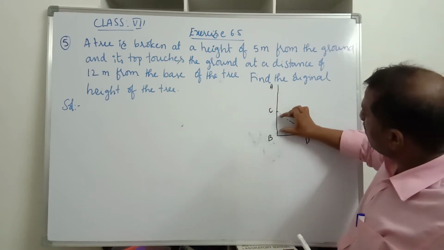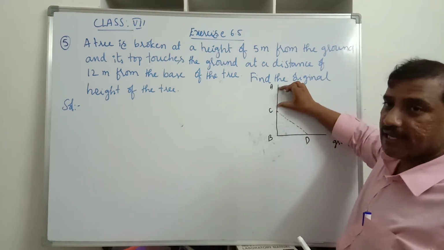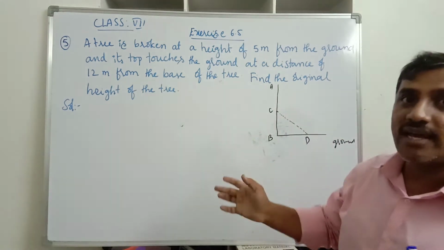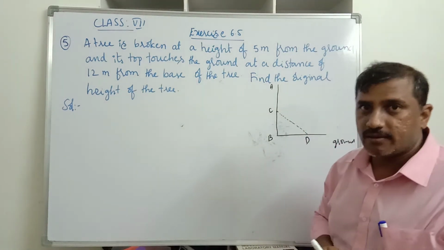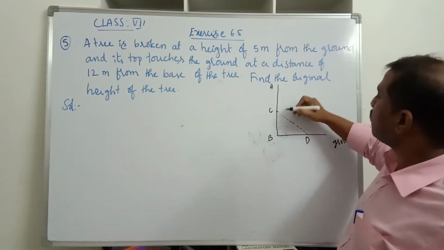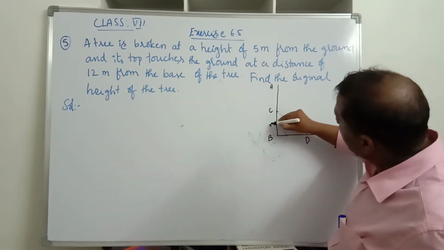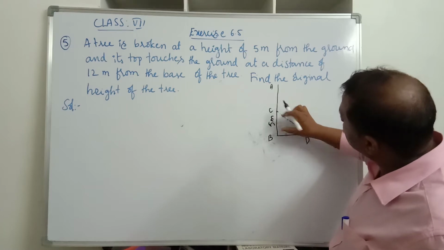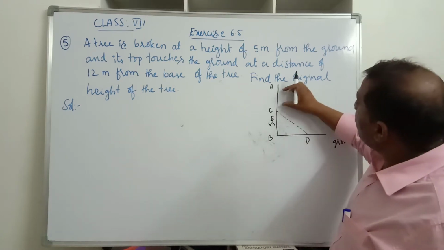AB is equal to BC plus AC. C is the point where the tree is broken. At where is it broken? At 5 meters height. So BC is equal to how much? 5 meters. We don't know AC.